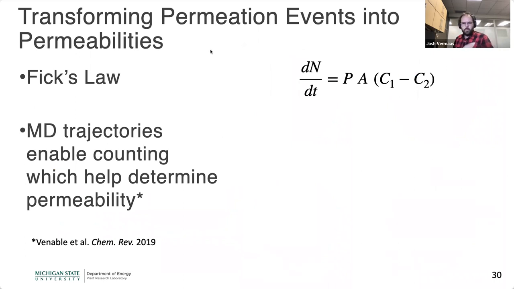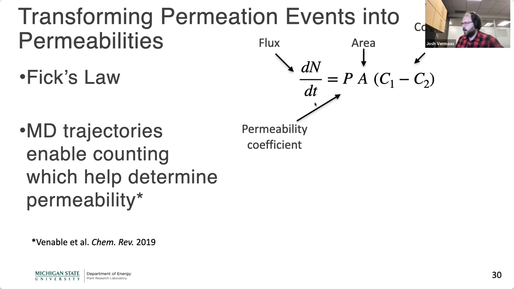Okay, so I've shown you how we measure permeability or permeation events. How do I translate those into something that an experimentalist could measure? And the way that we do this is through Fick's law. So here we have our predicted flux. We need to figure out some permeability coefficient. We need to know what the area of our carboxysome is, and we need to know what the concentration difference is on both sides. So in our simulation, you may be like, wait a second, Josh, this doesn't make any sense. You didn't make a concentration difference. How are you going to deal with this?